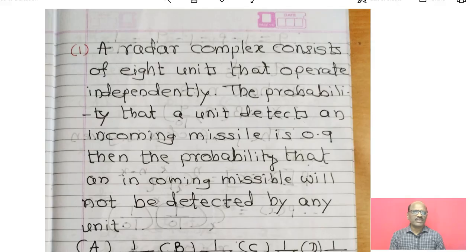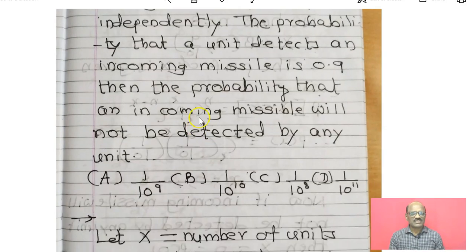चला तर सुरू करूया. मॅथमॅटिक्स मॉडेल पेपर 1. A radar complex consists of the 8 units. Total operate independently. The probability that a unit detects an incoming missile is 0.9. Then the probability that an incoming missile will not be detected by any unit. Now we'll see the answer of this.